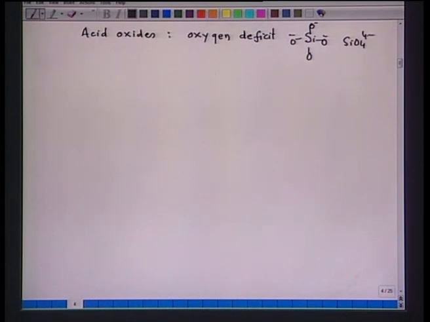Now, we also understand that these acid oxides can be considered as oxygen deficit. Because they are oxygen deficit, they have a tendency to form complex ions such as SiO4 4-. So, remember, acidic oxides are oxygen deficit. That means they require additional ions to form complex ions. You will understand better when I talk about basic oxides. They are oxygen donors.